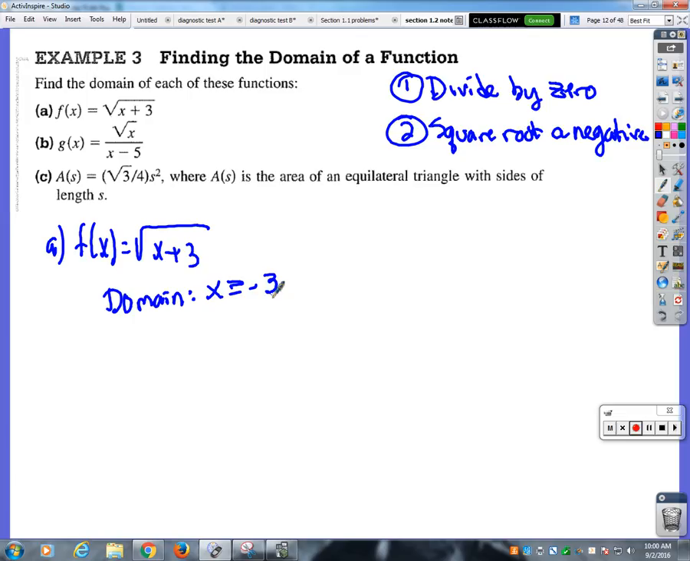So the domain is that x has to be greater than or equal to -3. Or, as we become mathematical adults, this notation is not widely used because it's sort of cumbersome, so they do interval notation instead. Did we talk about that last year? I can't remember. So another way that I could write this is -3 to infinity.